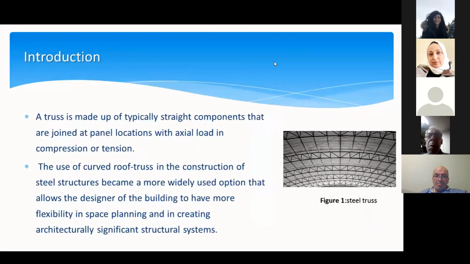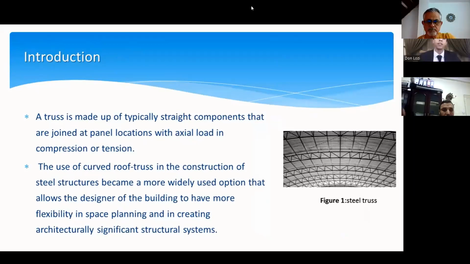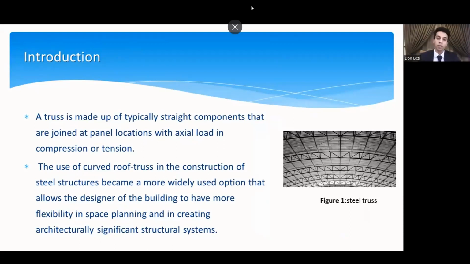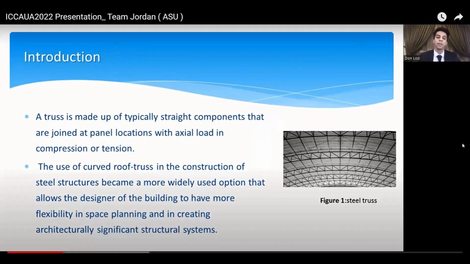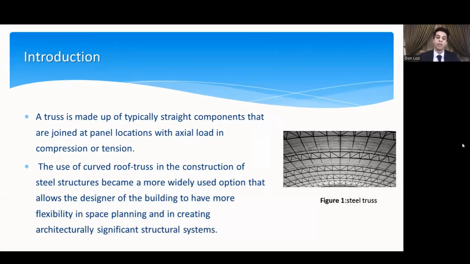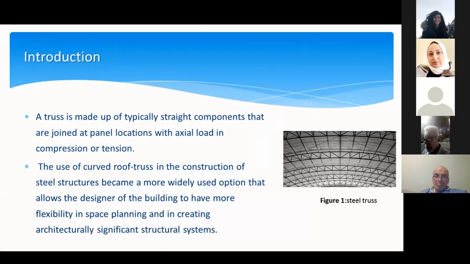Here we're going to talk about the truss. Generally, a truss is a single plane framework of individual structural members connected at their ends to form a series of triangles to span a large distance. Now, there's a wide usage for curved roof trusses because of its properties in terms of architectural issues, also its flexibility and benefit in space demand.